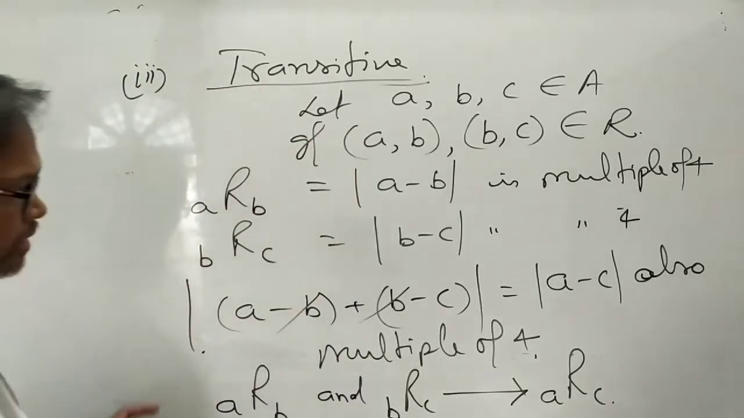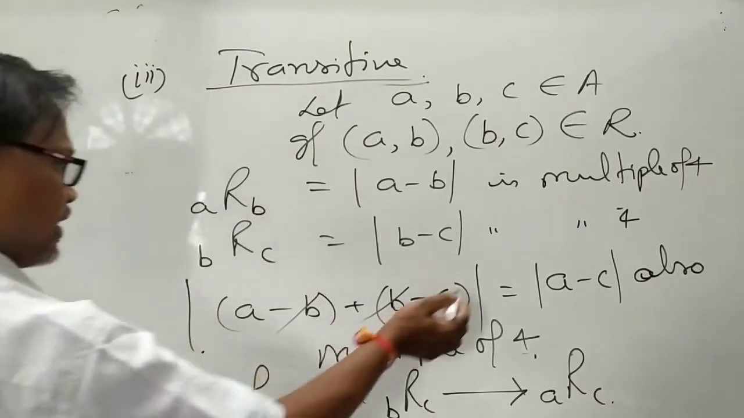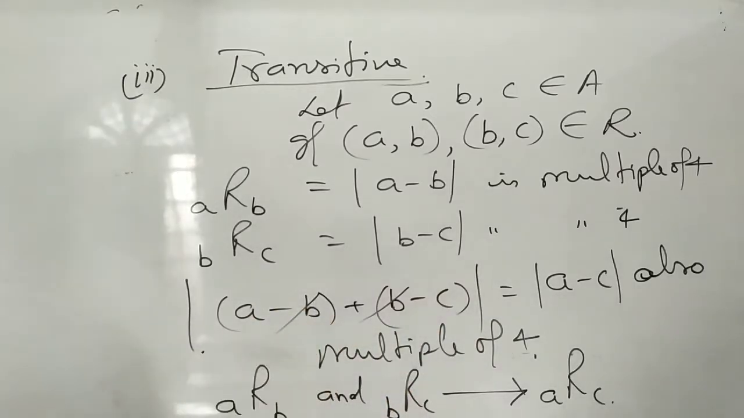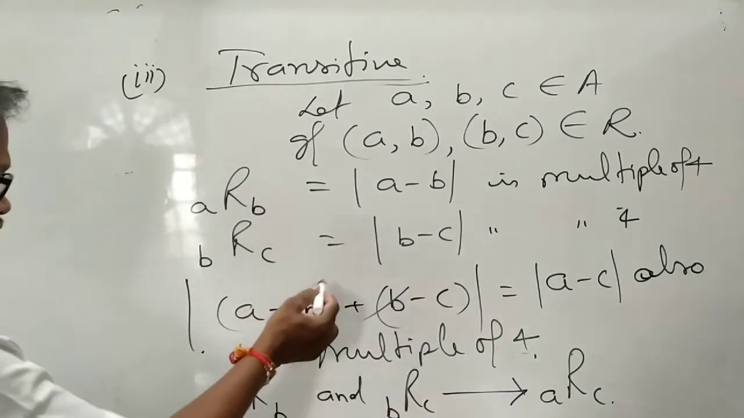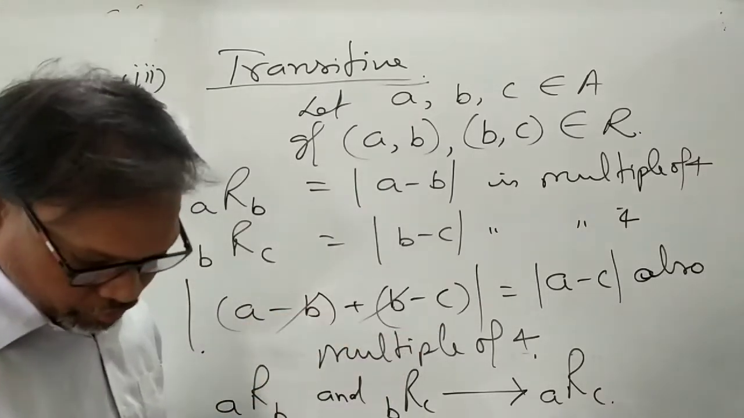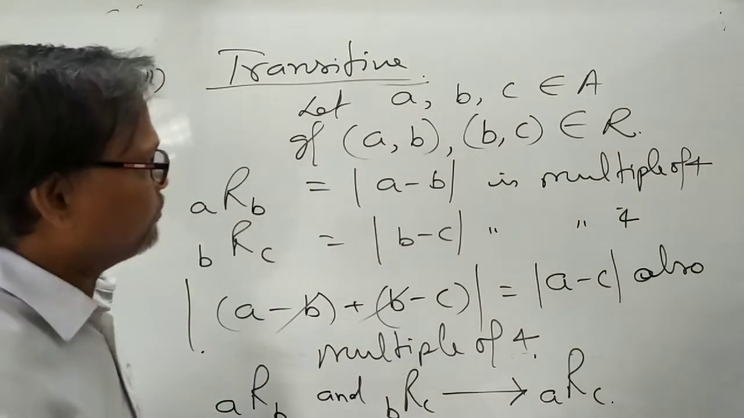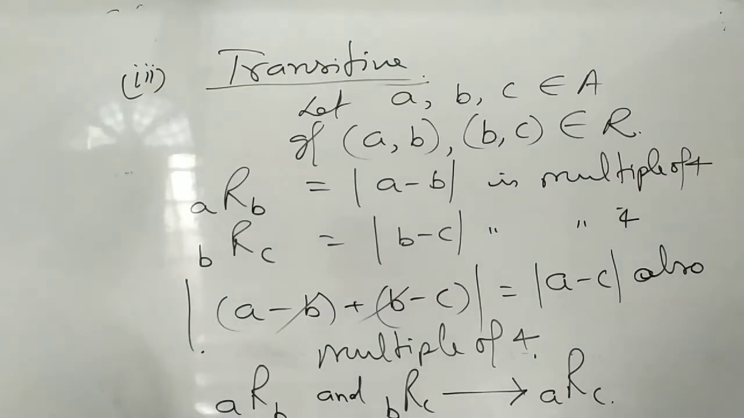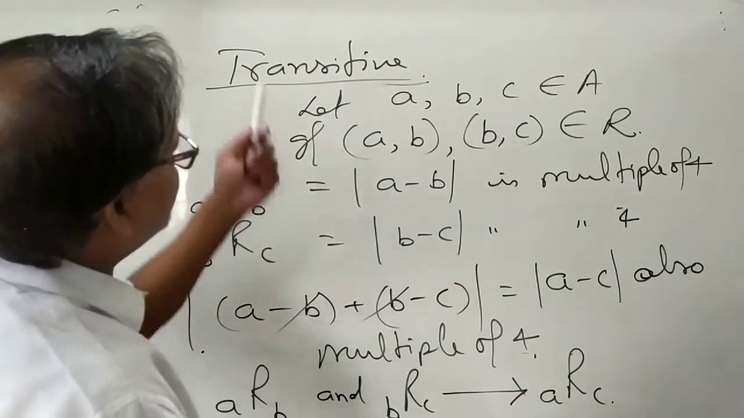You can see the example also. You can take out the modulus sign, and even if we apply it after that, A minus C will come as a multiple of 4, whether it is positive or negative. So therefore the relation is transitive.